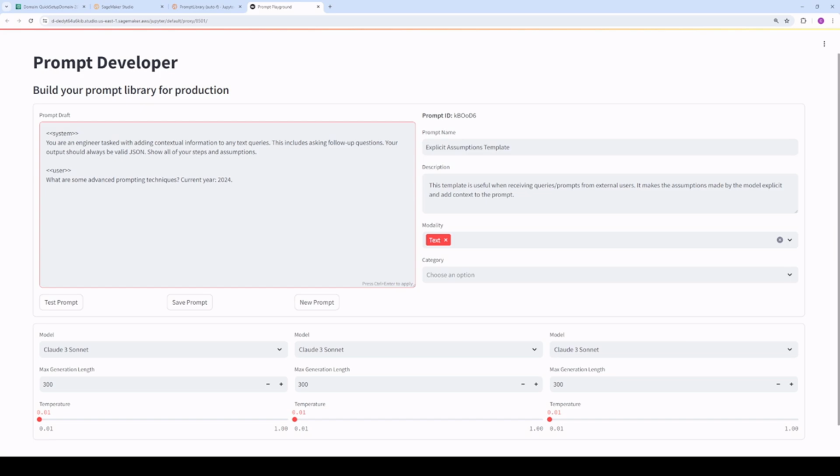So I start with the query or prompt I might expect to get from an external user, or users not well versed in prompting these models, right? What are some advanced prompting techniques? Right, so let's say this person is interested in generative AI, but doesn't know a lot about prompting it per se. And then we also have a current year.